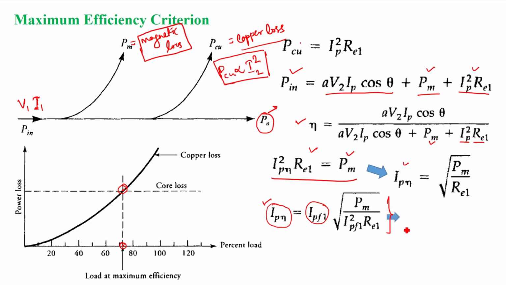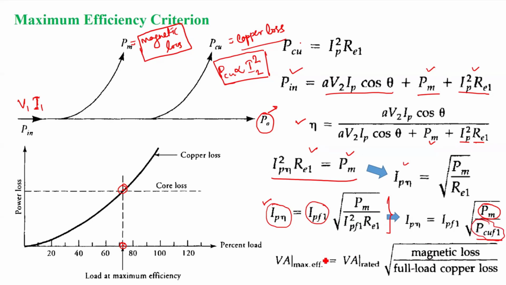Okay, so now I_P eta becomes equal to I_PFL times the square root of P_M by P_CUFL. P_CUFL is nothing but the copper loss under full load condition, and P_M is your magnetic loss, which remains constant throughout. As I told, it remains constant from no load to the full load, right? There is no variation. Only copper loss will vary. Therefore, this copper loss is at full load condition.